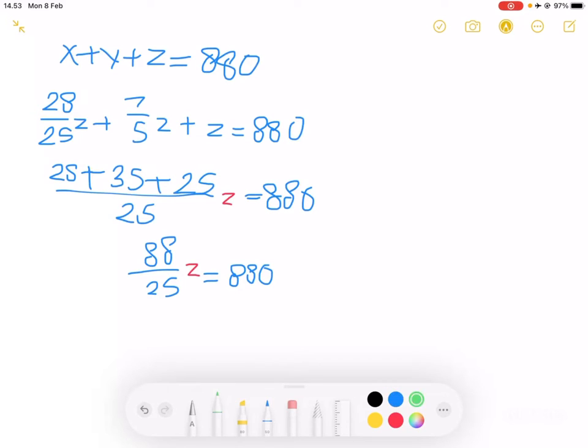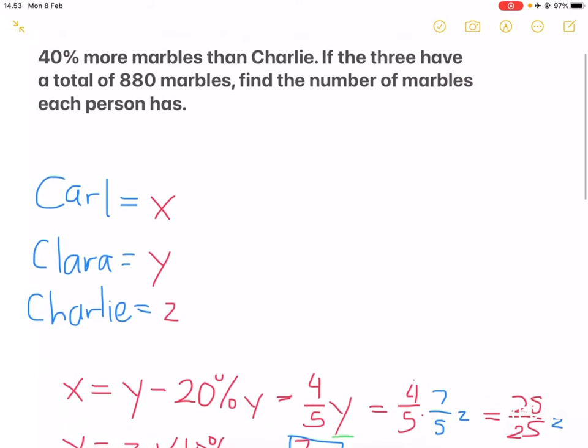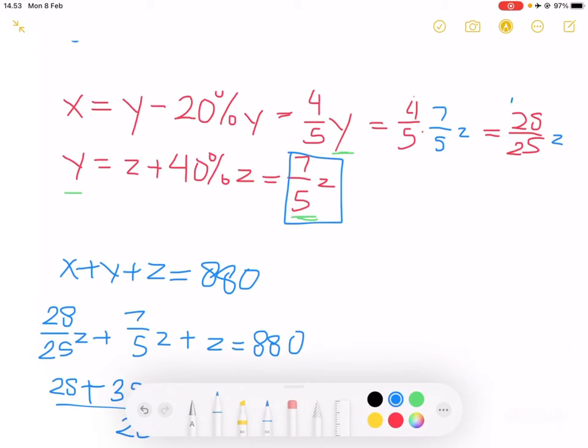And then you can just multiply by 25 and then later divide by 88 to get a final value of z as 250. So this is the number of marbles Charlie has. And I'm not going to calculate the number of marbles Carl and Clara have. You can just do this on your own with this given information. So I'll let you guys do that.